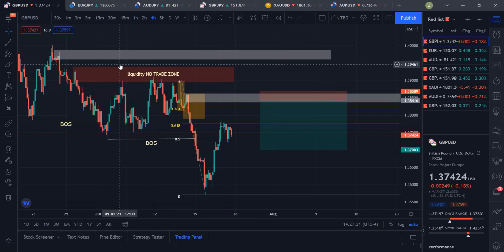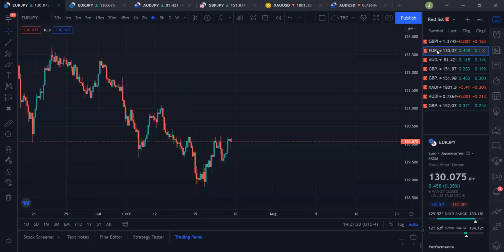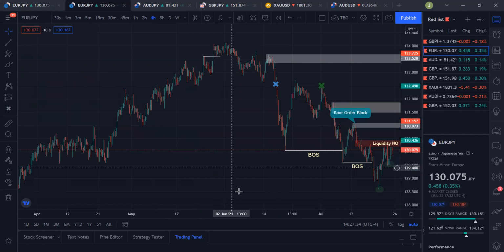Okay, so that's it for the Great British Pound, US dollar. Now we're going to move on to EJ, Euro, Japanese yen. Okay, hold on, let me just use the tab.